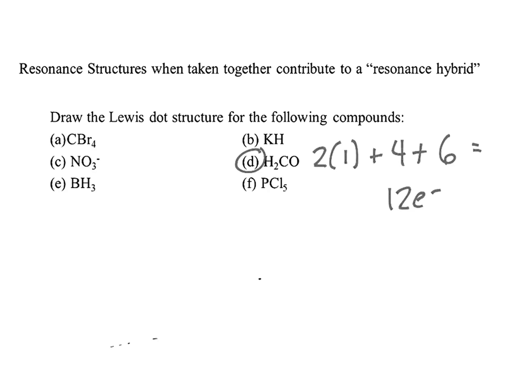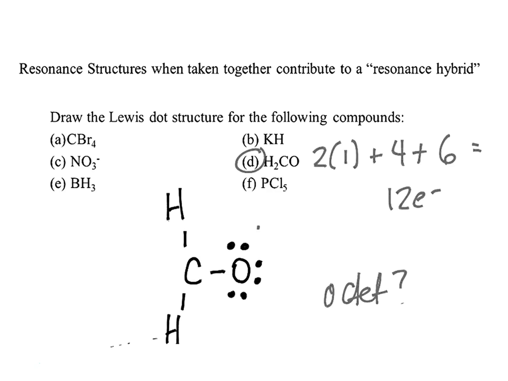Now finally, H2CO, this is formaldehyde. We're going to add up valence electrons and we get to 12. If we connect with single bonds, the carbon is in the center. We're going to draw this with single bonds, and we're going to add in electrons until we get to the total of 12. And at this point, we have 12.